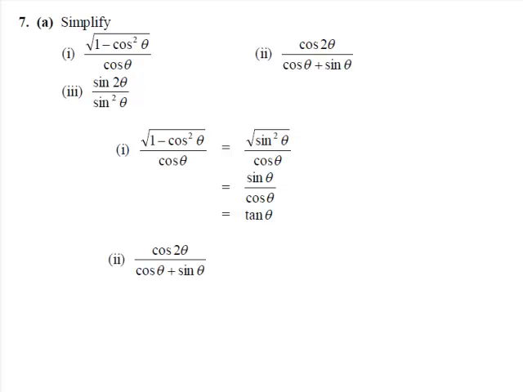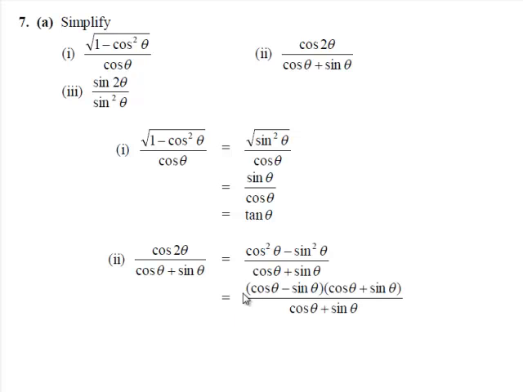Okay, part 2. Cos 2 theta over cos theta plus sine theta. If we replace the cos 2 theta with cos squared theta minus sine squared theta, which is one of the standard identities, we can't quite cancel this at the moment, but if we look at this, cos squared theta minus sine squared theta is just the standard difference of two squares, so we can replace that with cos theta minus sine theta times cos theta plus sine theta. And we've got cos theta plus sine theta at the bottom, cos theta plus sine theta at the top. They can be cancelled, giving us the answer cos theta minus sine theta.